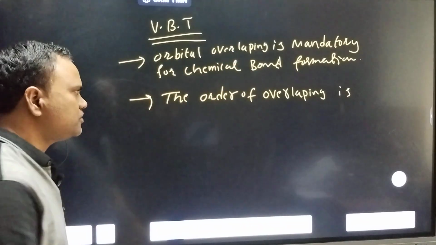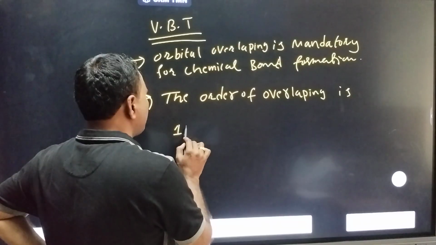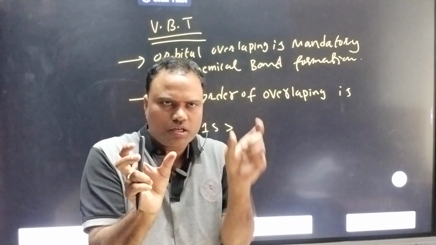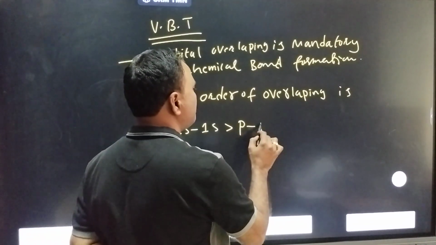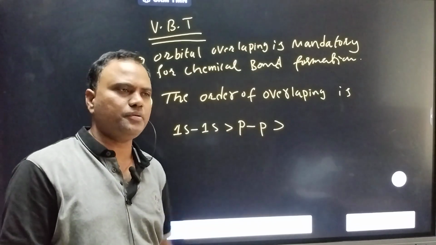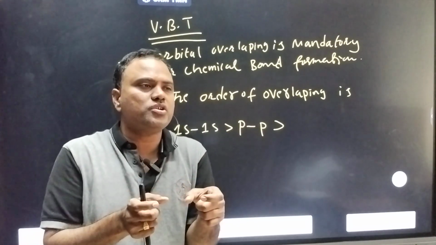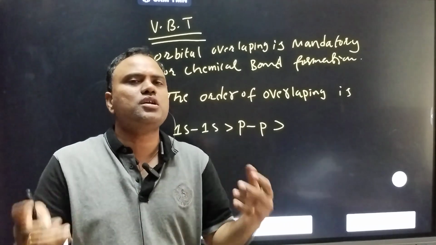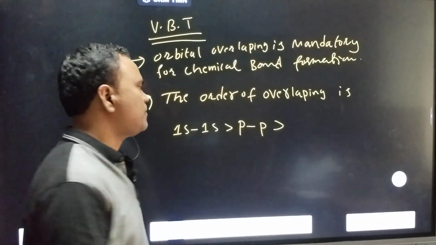The order of overlapping is 1s between 1s and 1s. Extent of overlapping is more. Next to that, p orbital, any p orbital: 2p, 2p, 3p, 3p, any p. But 1s only, I am particularly mentioning. 1s between two 1s orbitals, the extent of overlapping is more when compared with the other combinations.